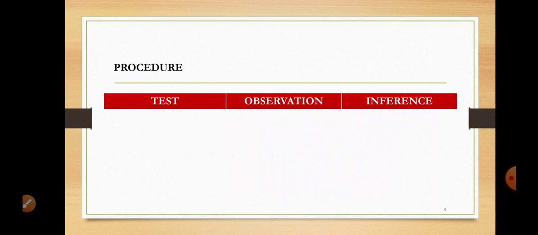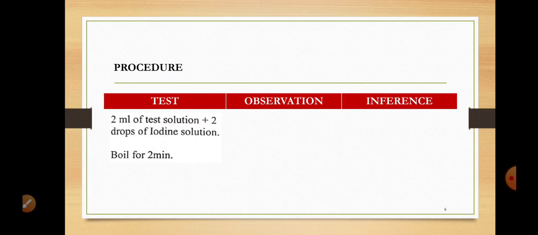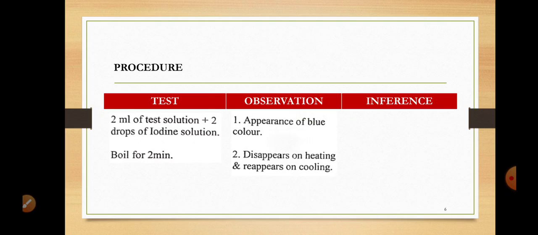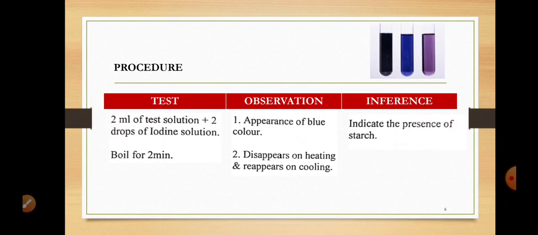Coming to the procedure. As I initially discussed with you, we are preparing the iodine solution. That solution is made to react with 2 ml of the test solution. To that we are adding 2 drops of iodine solution. When we do it in a test tube, if it contains the polysaccharide, that is starch, there is an appearance of blue color.